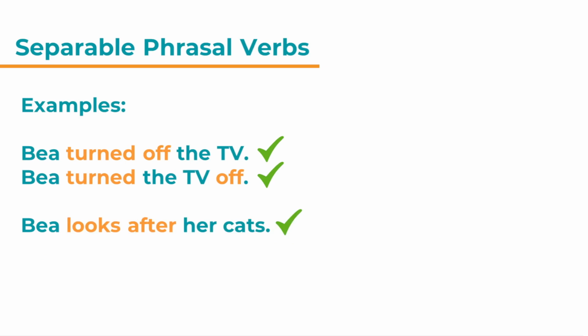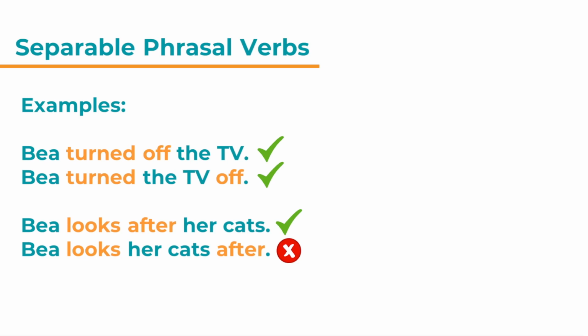Let's have a look at one more example, because some of you might think, well, look forward to, if they're two particles, of course we would not separate. What about a phrasal verb with look and just one particle? Well, here's an example. Bea looks after her cats. This is correct English. But Bea looks her cats after. No, this is not correct English. We cannot separate looks from after.